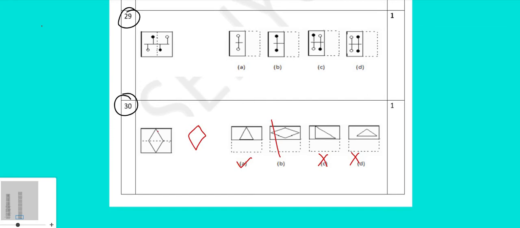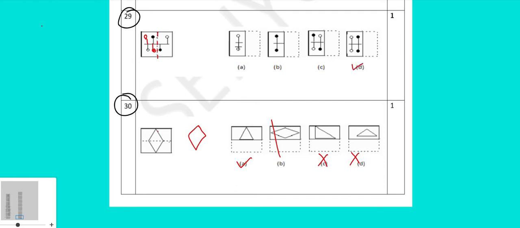Moving on to question number 29. Here, after we fold the paper, these dotted lines on the paper denote the folding of the paper. After folding it, we will see that the white line is here and that the black circle will be right here. Therefore making D our correct option here.